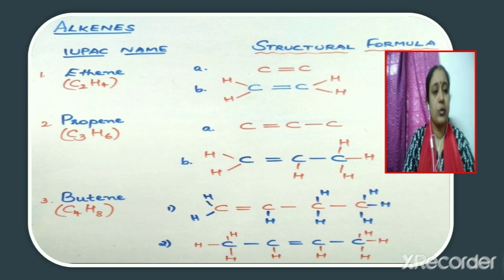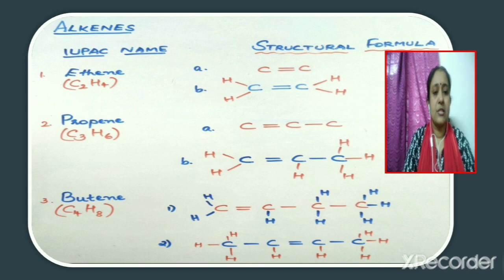Now consider butene. It is a 4-carbon alkene. We have to show a double bond between any 2 carbon atoms. So there are 2 ways of showing the carbon skeleton. Either you can show the double bond between the first and the second carbon, or you can show the double bond between the second and the third carbon atom. Now once you get the carbon skeleton, you add the required number of hydrogen atoms to satisfy the valency of each of the carbon atom.